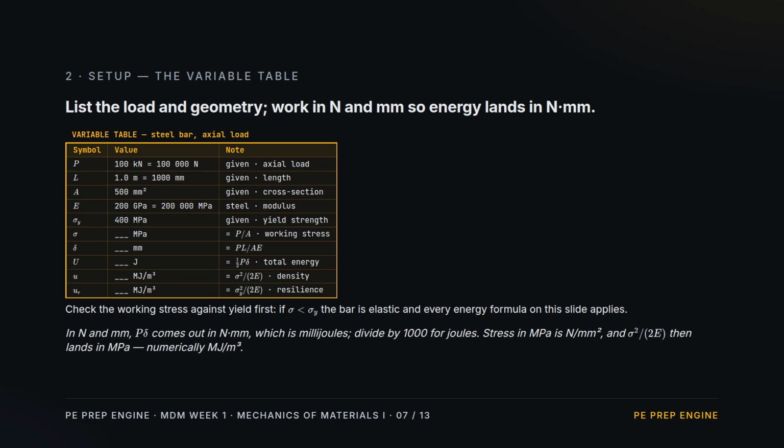Setup. Write the load, length, area, modulus, and yield strength, then leave blanks for the working stress, the stretch, and the 3 energy quantities. Commit to newtons and millimeters up front. Then the load times the deflection comes out in Newton millimeters, which are millijoules. The one check before anything else: confirm the working stress is below yield, so the bar is elastic, and every formula here is valid.